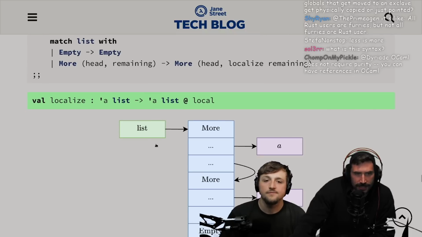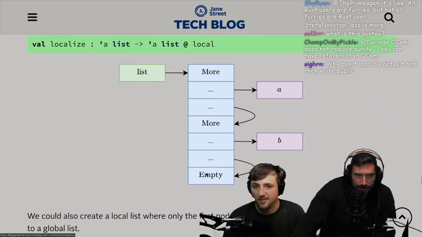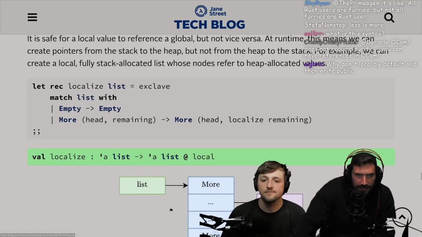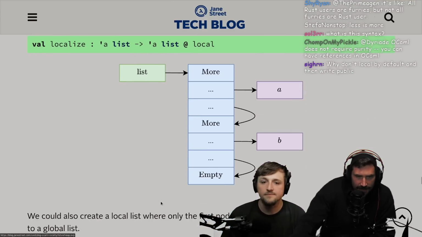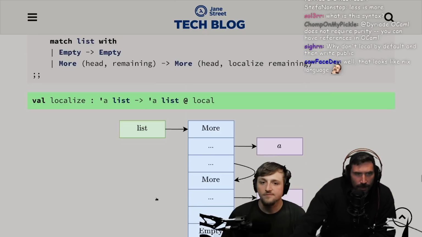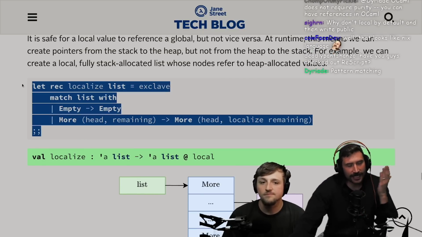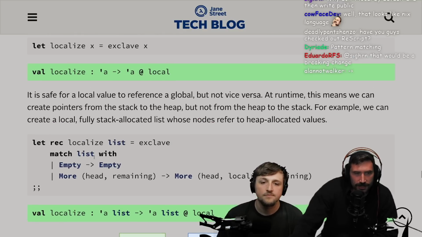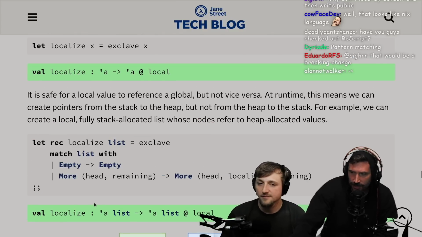Okay, so this localized list creates a list of references. Yeah, so this effectively creates a list of references to something on the heap, but this list is allocated on the stack. Wild. I'd have to think about that for a little bit. I get conceptually what they're doing. I'm just trying to think of why and when I would want to use this. It's hard for me to envision what to do here.